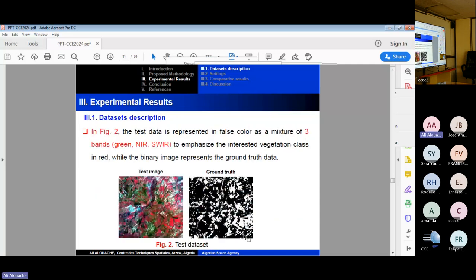Datasets description. In figure 2, the test data is represented in false color as a mixture of three bands, which are green, near, and SWIR, to emphasize the vegetation class of interest in red, while the binary image represents the ground truth data.